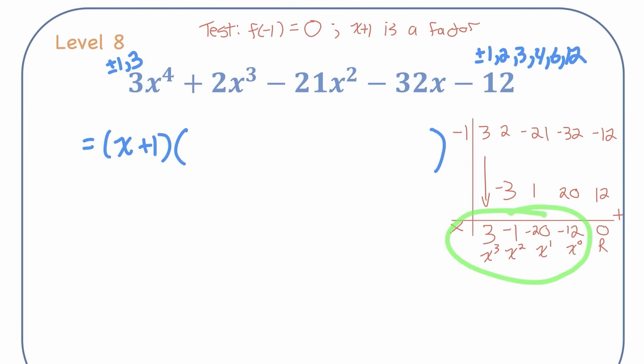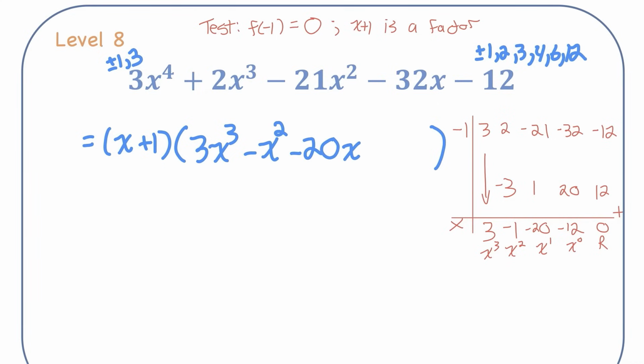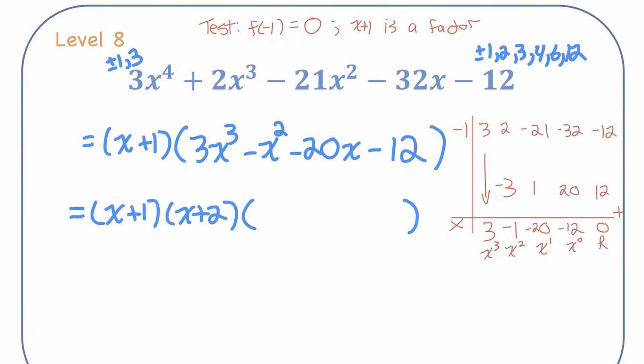And right here, I see what the quotient is: 3x cubed minus x squared minus 20x minus 12. And now I need to focus on, can I factor this cubic any further? If I test for zeros again, by testing factors of negative 12 over factors of 3, I would see that negative 2 makes this be 0. So I know I could factor that cubic into x plus 2 times whatever quotient I get when I divide this cubic by x plus 2.